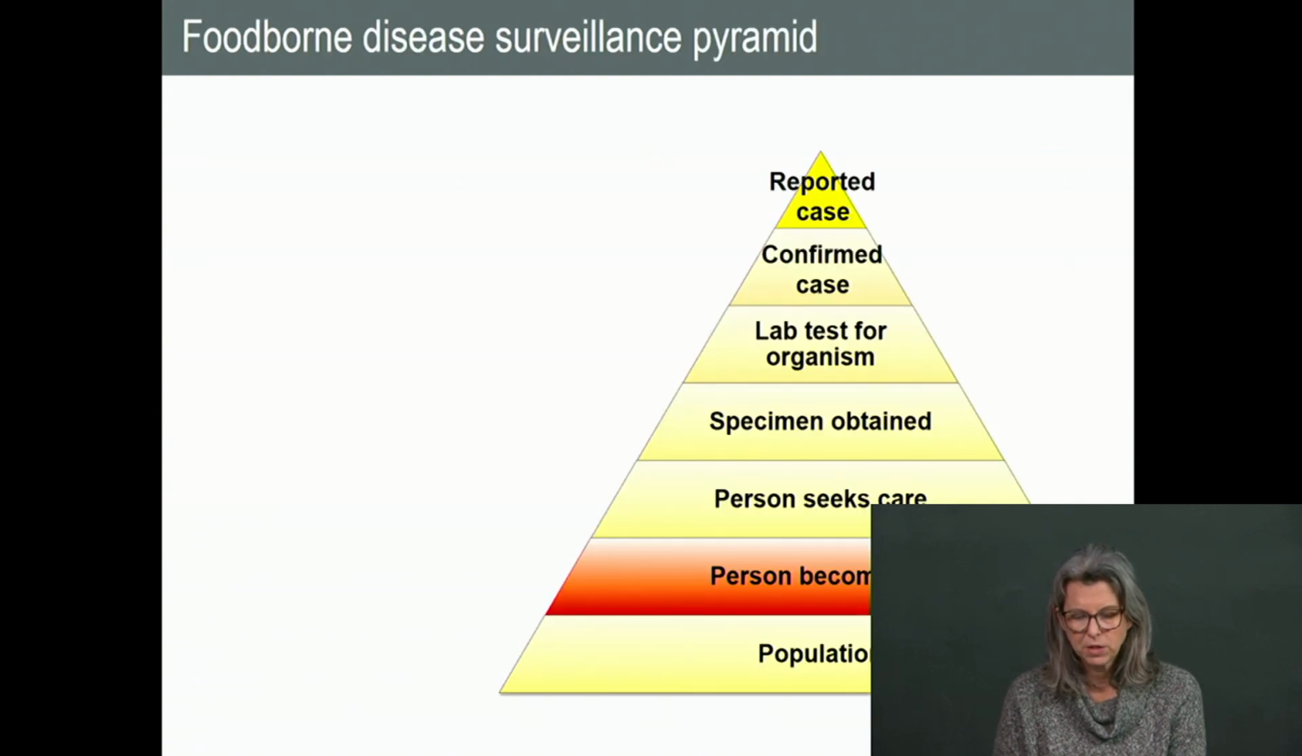So here's another way to look at it, that we have our total population at the bottom, and then we're really trying to estimate that second level when people become ill, but we only have the reported case up at the top, the yellow box, and we have to do risk modeling to estimate each of those other levels.